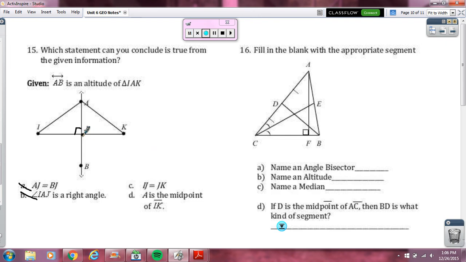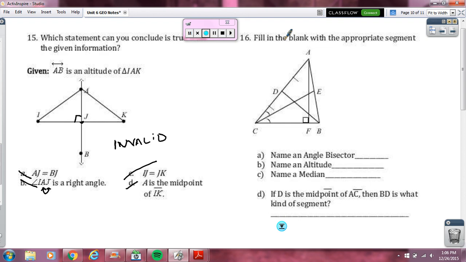An altitude. I don't think we can assume any of those. We would be able to pick some if this was like a perpendicular bisector. If this was maybe reordered as IJA, that would be true then. But the way it's written, I think this is just kind of a typo in here.